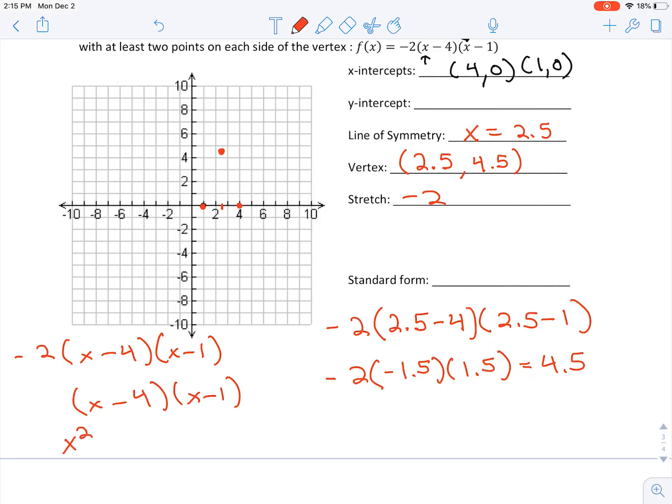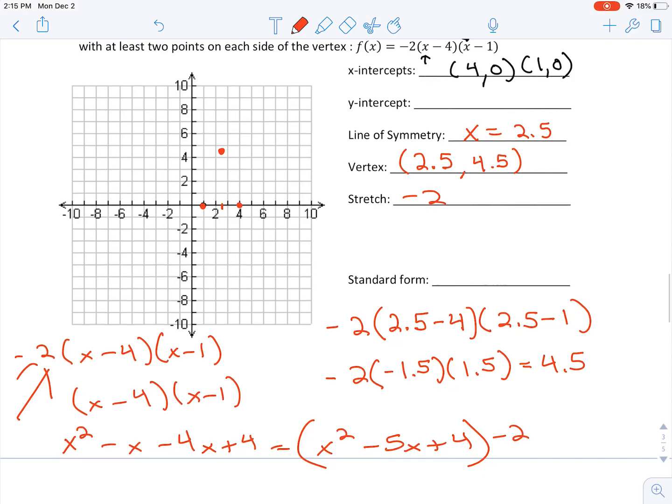So I have first, outer, inner, and last. And that is going to give me x squared minus 5x plus 4. And I need to multiply all of that by my a value of -2, which is going to give me -2x squared plus 10x minus 8. So I know that from standard form, C is my y-intercept, -8.